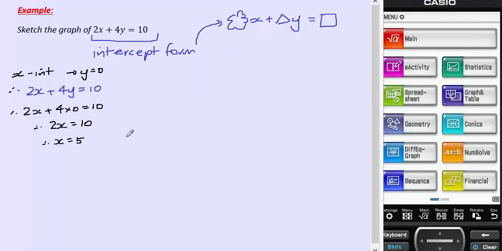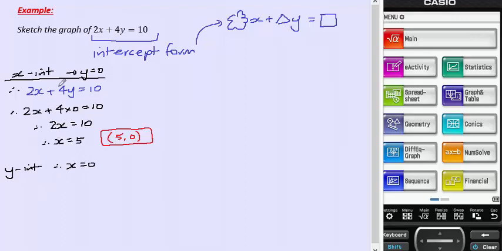Remember, I always want to give my intercepts in coordinate form. My x-intercept is therefore at (5, 0), because when y equals 0, which is here, x equals 5, which is here. So x is 5 when y is 0. In the same way, where the x-intercept is where y equals 0, my y-intercept is where x equals 0. And I can follow the same process.